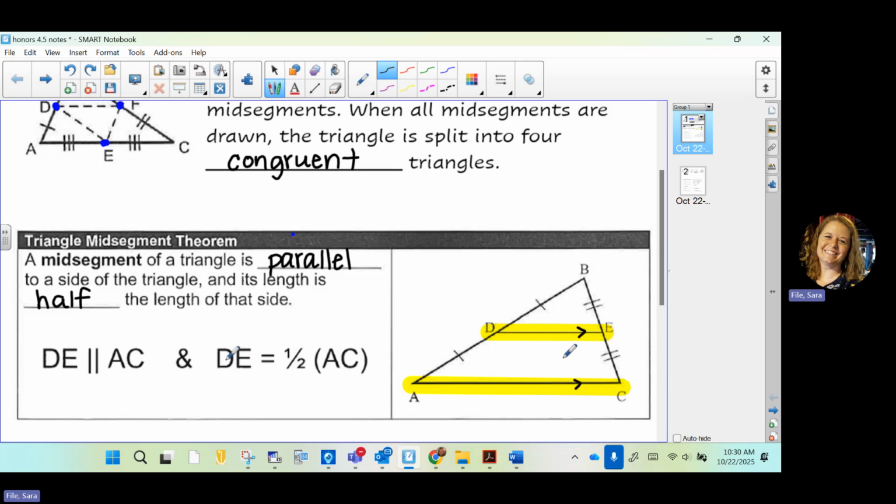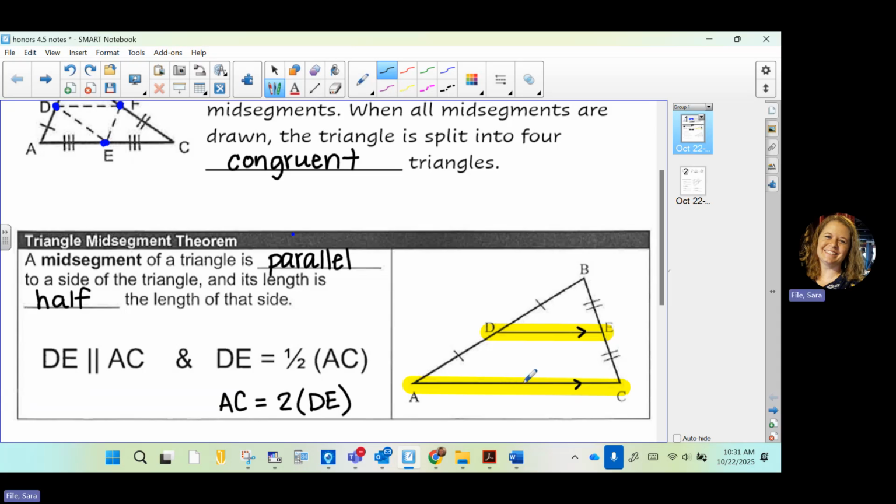But you can also go in reverse. What if you know the midsegment and you want to know the side? So if I knew this midsegment was 2, how long would this side be? 4. So instead of taking half, you double when you go backward. So you could also write this out as AC is twice DE. Okay, so just know that you can go in both directions with the midsegment theorem, from a side length to a midsegment length, or a midsegment to a side. So far, so good?